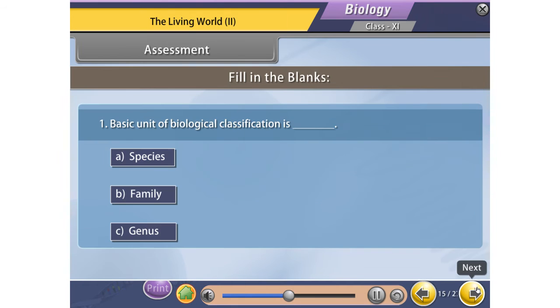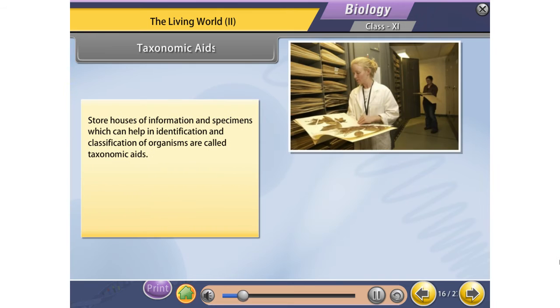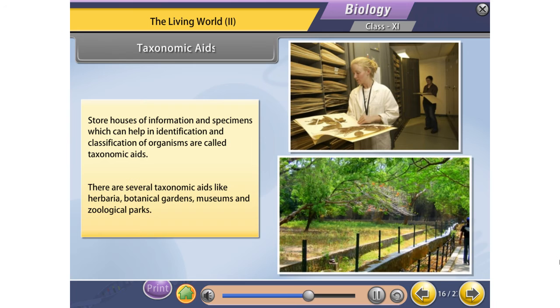Assessment. Before assessment, taxonomic aids. Storehouses of information and specimens which can help in identification and classification of organisms are called taxonomic aids. There are several taxonomic aids like herbaria, botanical gardens, museums, and zoological parks.